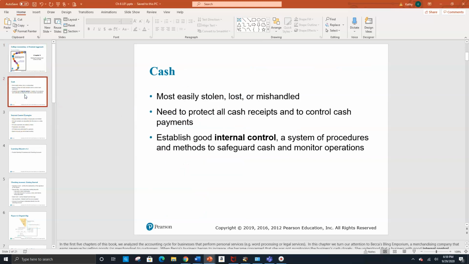Cash is most easily stolen, lost, and mishandled. We need to protect all cash receipts and control cash payments. Establish good internal control, a system of procedures and methods to safeguard cash and monitor operations.